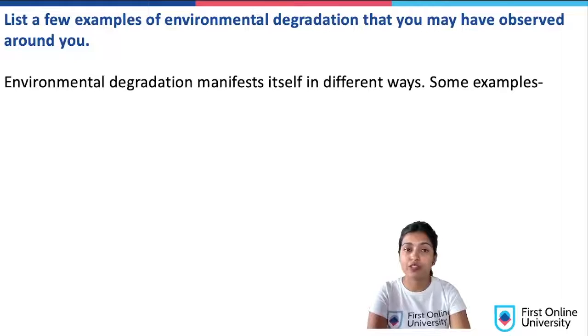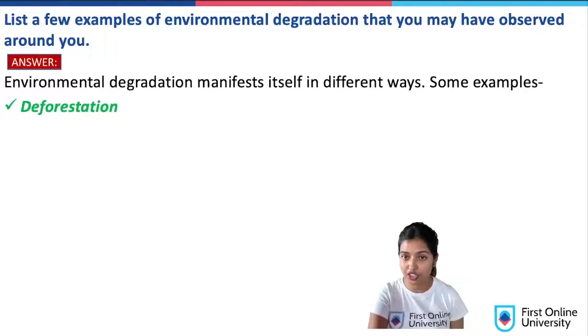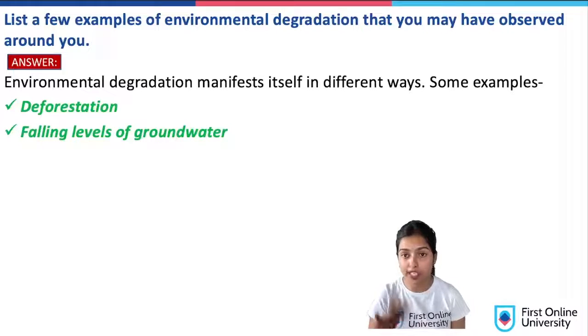List a few examples of environmental degradation that you may have observed around you. Around us, you may be seeing on a daily basis the different kinds of environmental degradation that happen, and they are manifested in different ways. So let us take some examples. First, deforestation, where trees are being cut. Then there are falling levels of groundwater because some areas need a lot of irrigation and water is being pumped out from the ground. Then there is soil erosion.